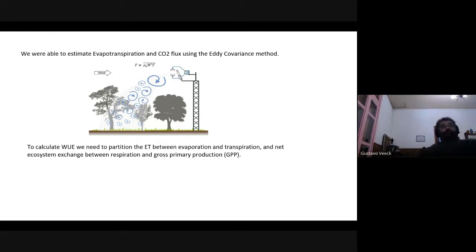We were able to estimate evapotranspiration and CO2 flux using the Eddy Covariance method. To calculate the water use efficiency, you need to partition the ET between evaporation and transpiration, and the NEE between respiration and gross primary production.